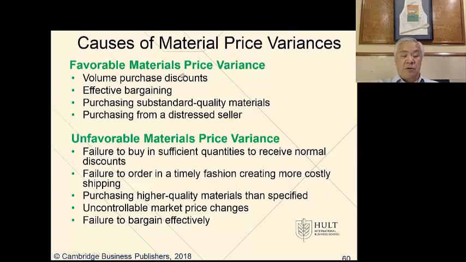Favorable price variance means we're a good negotiator, we have high volume, or the bad kind of scenario would be we lowered our quality. If we use a lower quality material, we can get it for a cheaper price. Or if a seller's in trouble, we might be able to get it at bargain prices. In terms of unfavorable, we were maybe paying more because our volumes weren't high enough, we didn't qualify for discounts, or we didn't order in a timely way or didn't negotiate well. These are reasons why we might pay more per pound or per yard than what we had budgeted.